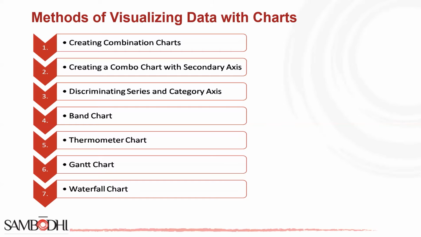A better way of distinguishing two types of data to compare the values is by using combination charts. You can use combo charts for the same purpose. Use vertical columns for the target values and a line with markers for the actual values.